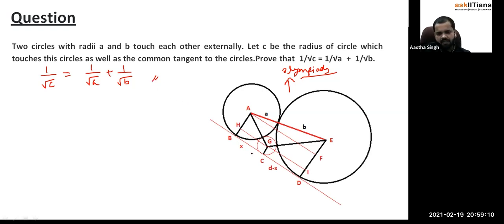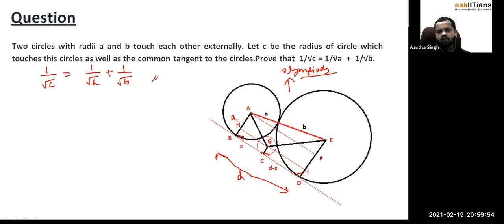So basically, your BD is your common tangent, right? Let's say BD is of length T. BD is your common tangent. And suppose BC, from B to point C, is your X, right? Both angles are 90. The angle at B is 90, the angle at D is 90. And suppose your BC is X, so the remaining CD will be T minus X, right? Your AB is basically your A.